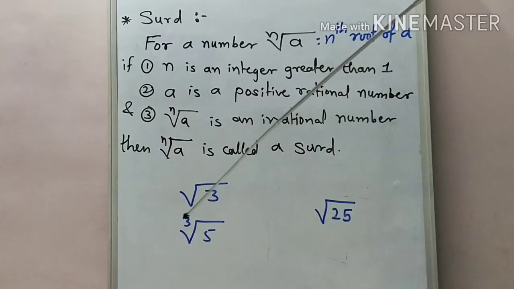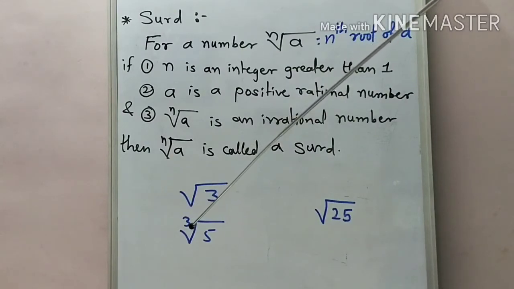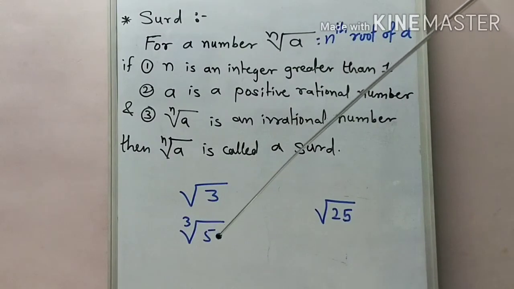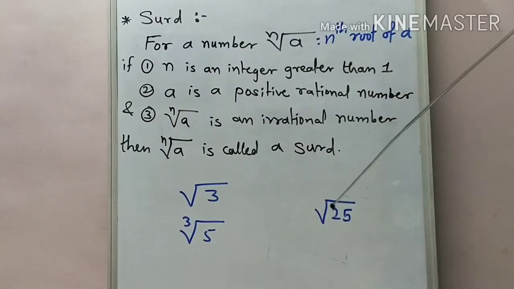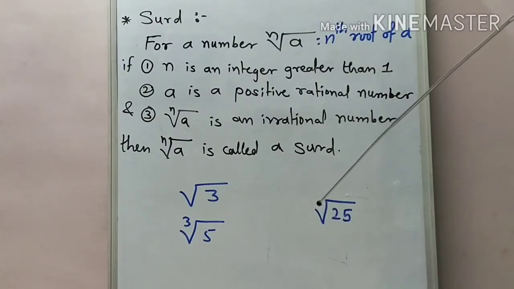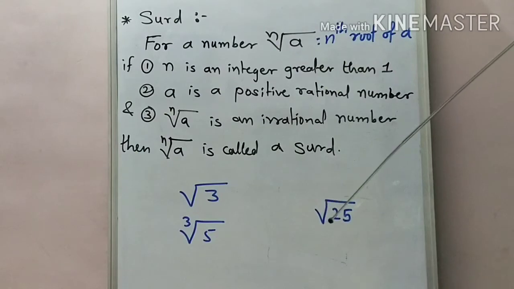If suppose here is 3, then we read it as cube root of 5. Here is the number square root of 25. If there is no number given, we consider it is 2, and hence we read it as square root of that number 25. Okay, but if the given number is nth root of a, we call it a surd.